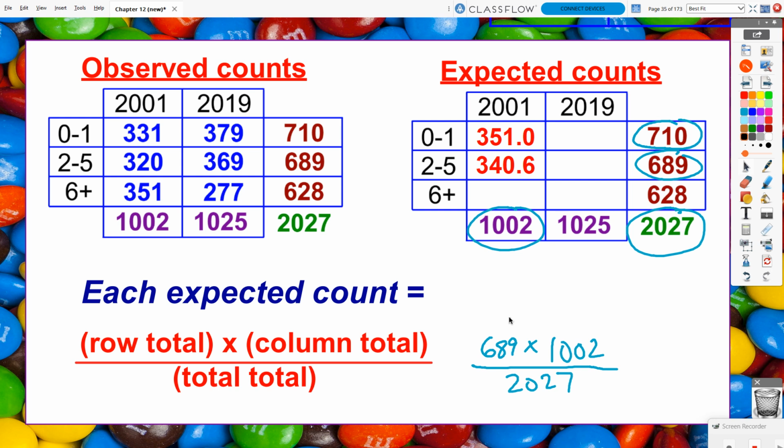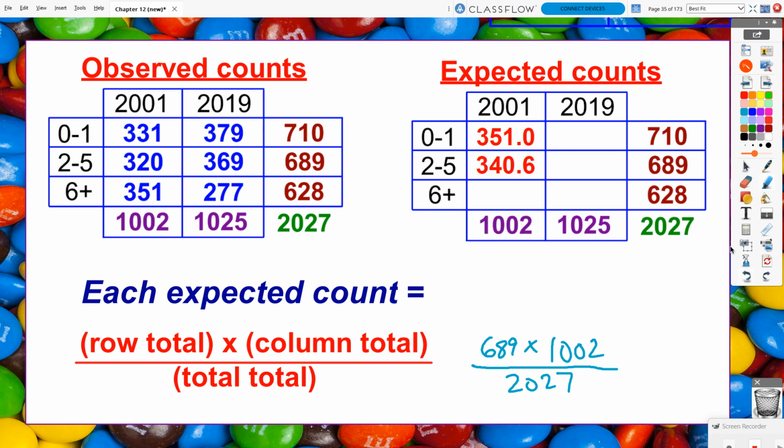340.6. Now, from here, this makes me kind of feel like I'm doing a Sudoku puzzle in a way. It's not quite a Sudoku puzzle, but from this point, I can figure out what all of these other numbers are without necessarily doing the row total times column total divided by total, because these 3 expected counts all have to add up to be 1002.